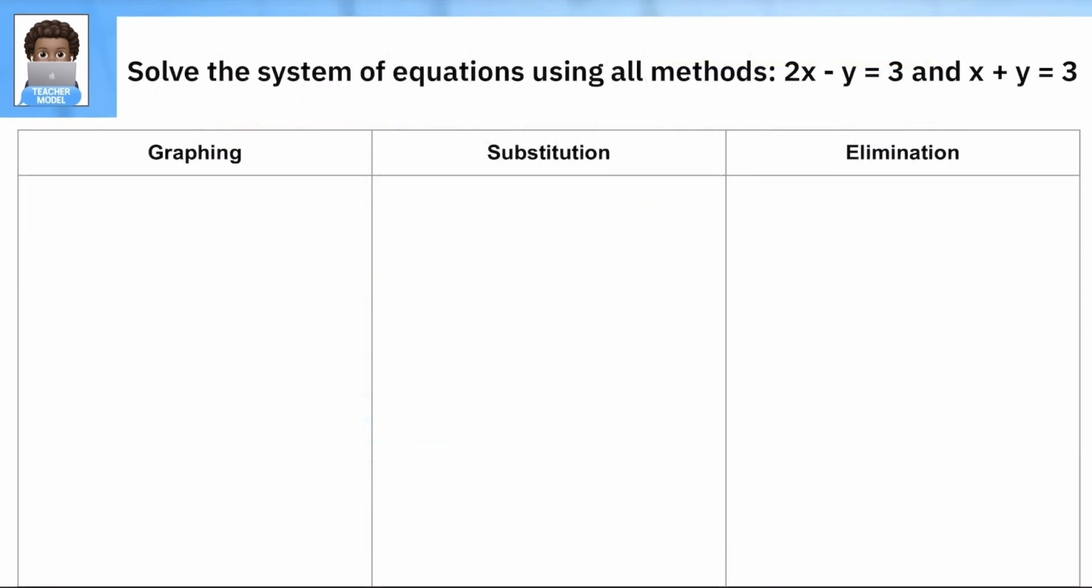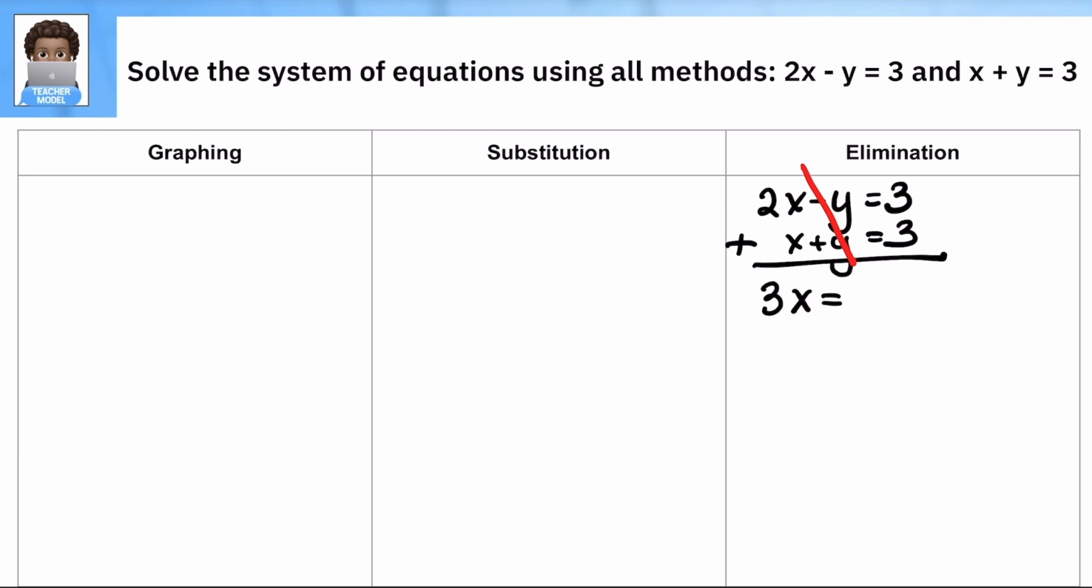So let's look at our model. I have the equations 2x minus y equals 3 and x plus y equals 3. Just using some thought, I would say this is already set up for the elimination method, but I'm going to do all three. So here, all I'm going to do is start stacking. I'm looking for a zero pair and I already got one. These two eliminate, so now I have 3x is equal to 6.